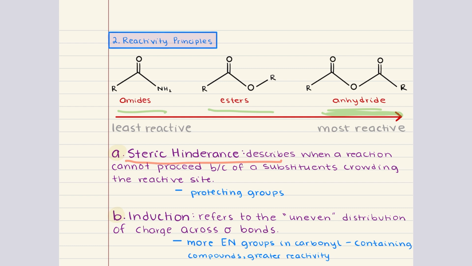and spatial interference. In synthesis, chemists sometimes use this principle to their advantage by attaching protecting groups to shield reactive sites so that they may prevent unwanted side reactions. This deliberate use of bulk is based entirely on steric hindrance.